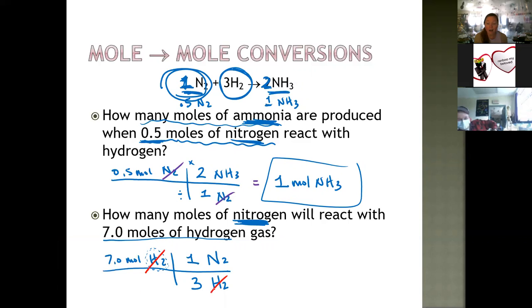H2 top and bottom cancels out. Multiply across the top, divide along the bottom, and we end up with 7 times 1 divided by 3. So we could say 7/3 of a mole of nitrogen. Or we could convert it to a decimal, 2.3 repeating moles of nitrogen.